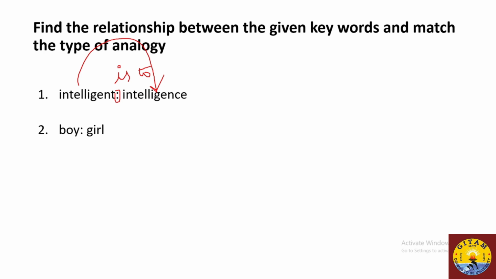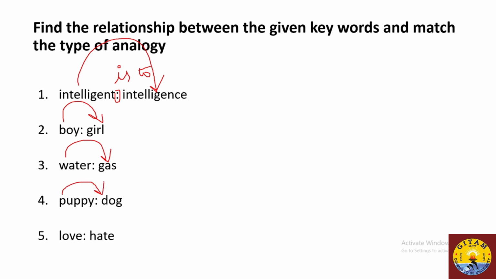Can you answer the next one? What do you think is the relationship between boy and girl? Boy is to girl, as in man is to woman. Water is to gas, as in gas is to vapor. Puppy is to dog, as in kitten is to cat. Love is to hate.